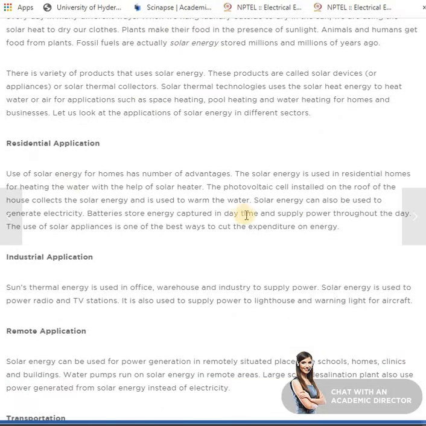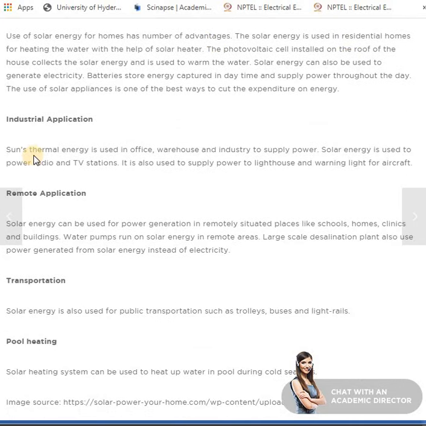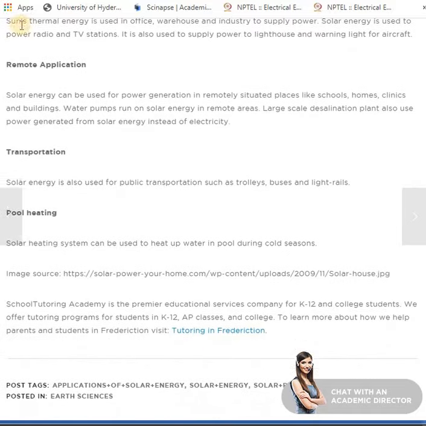Solar energy has residential applications, wherein solar energy is utilized for a number of advantages. For residential and home applications, you can use it for solar heaters, and photovoltaic cells can be used on the roofs. Industrial applications are that the sun's thermal energy is utilized in warehouses and industries to supply power, and solar energy is used to power radio and TV stations, remote applications and solar heating.